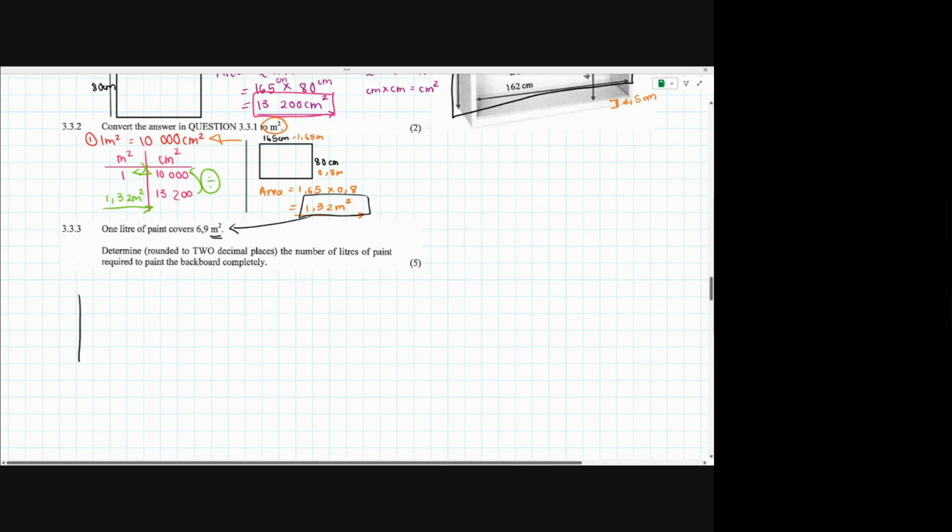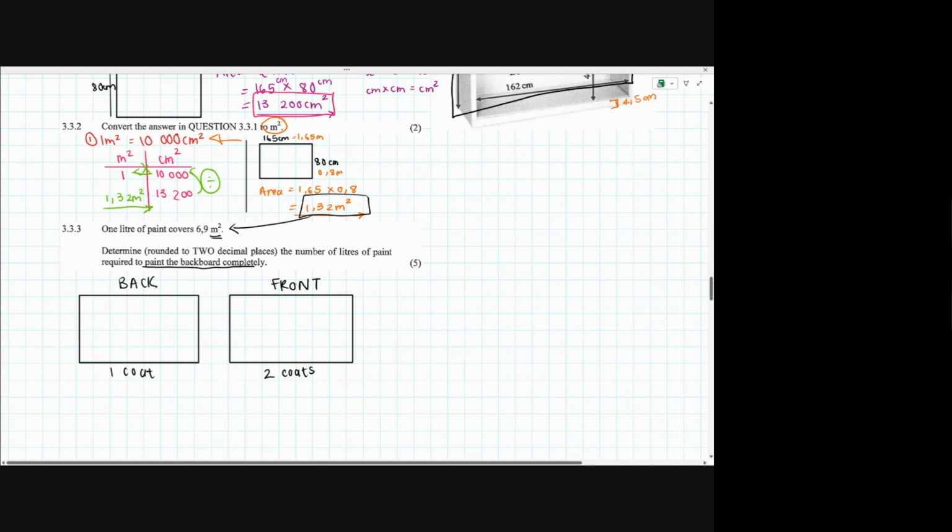Okay. However, we have our board. We've got the back of our board, which remember requires only 1 coat of paint. And then exactly the same board, because it'll have the same area, same dimensions. We now have the front of our board, which we were told requires 2 coats of paint. And that's just important to know because it says it's required to paint the backboard completely, back and front. Now we know that this area is the same.